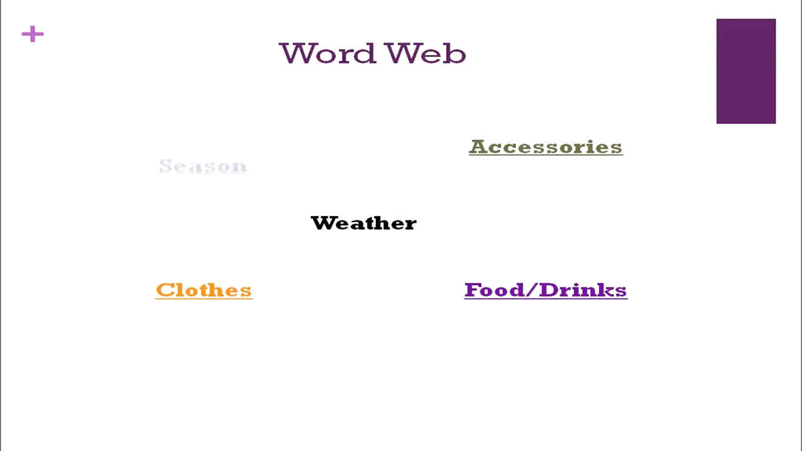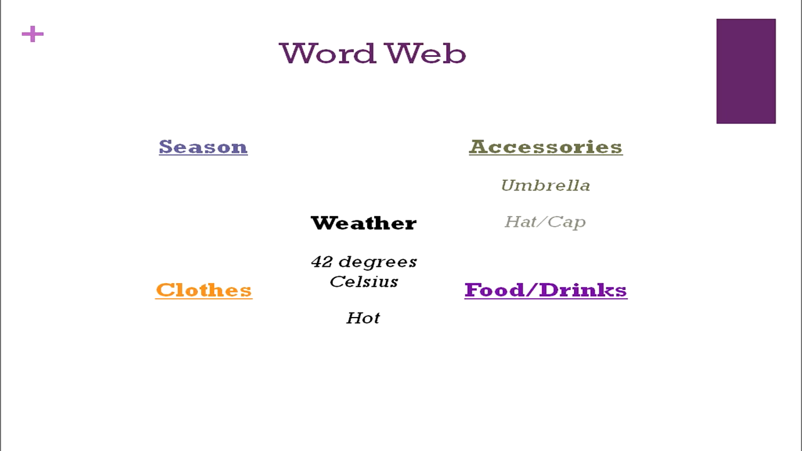Now, building vocabulary. Let us understand how we can build our vocabulary. It is good for students, it is good for teachers, it is good for all of us. We need to build our vocabulary. Now, word web. There are some activities that can be taken up in the classroom. Word web is one of them. For example, let us take the word weather, and under weather if we write 42 degrees Celsius, that means it is hot. And we give 4 categories to the students.